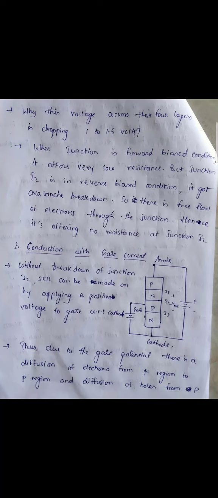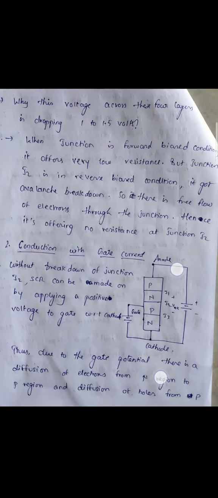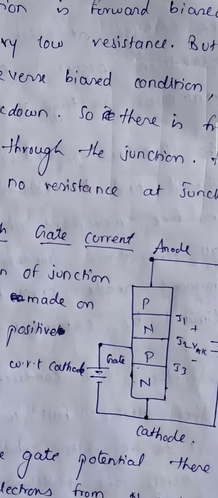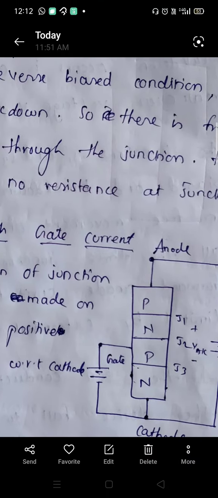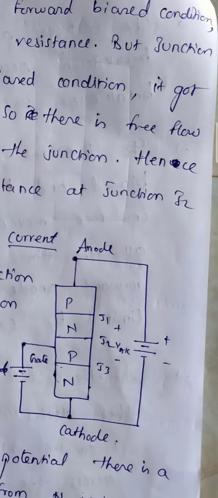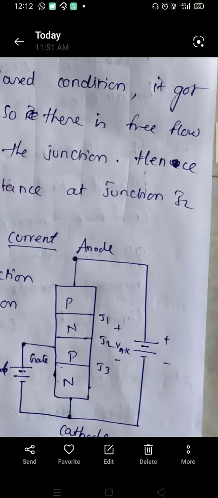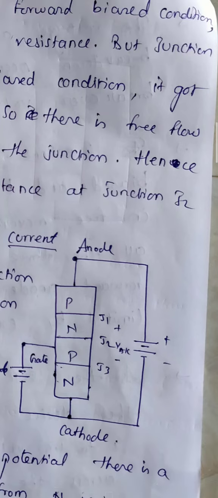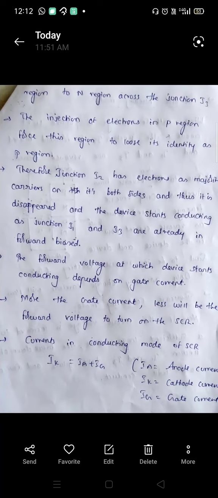Thus, due to the gate potential, we have connected the positive terminal to the p-type region, and the negative terminal to the cathode. Electrons will diffuse from the n-type region to the p-type region, and the holes also diffuse from the p-type region to the n-type region across the junction J3.